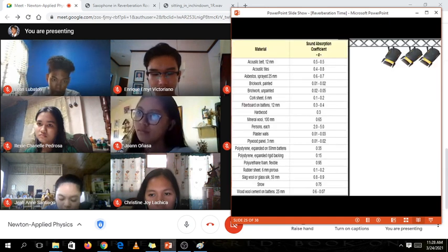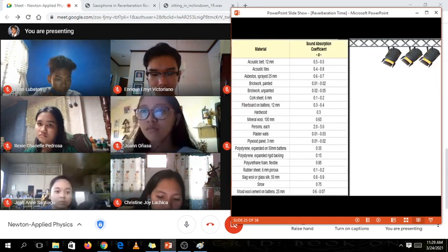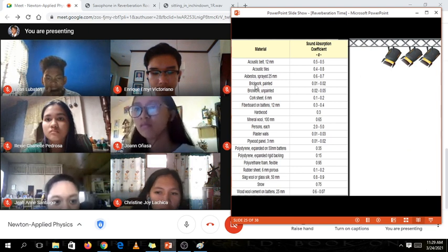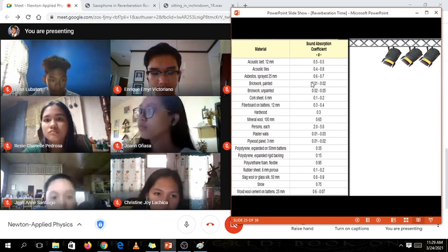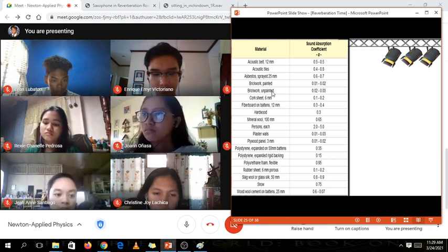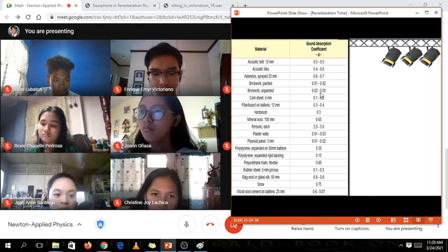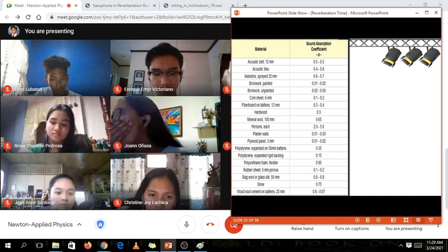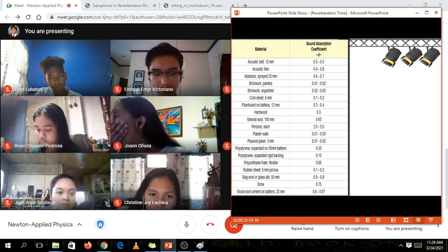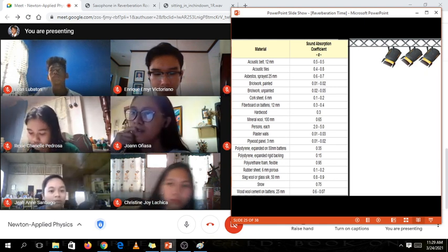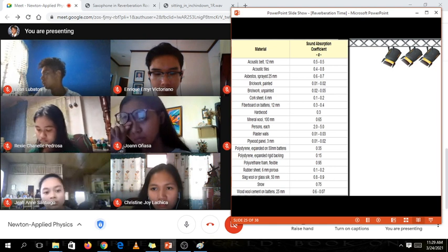So, these are different materials with different sound absorption coefficients. Okay? For example, brickwork that is painted will have around 0.01 to 0.02. If it is not painted, 0.02 to 0.05. Meaning, paint affects the absorption coefficient of the material. The quality of sound in a room without paint is different from a room with paint.